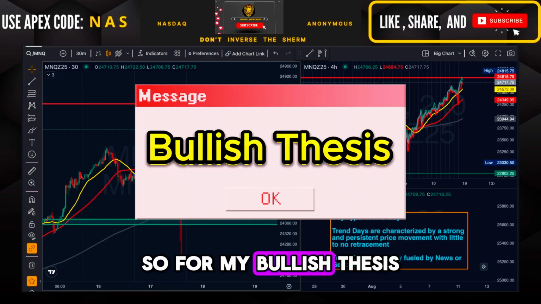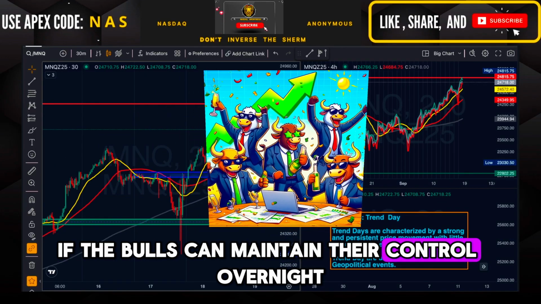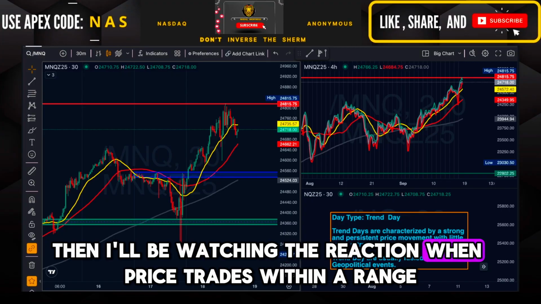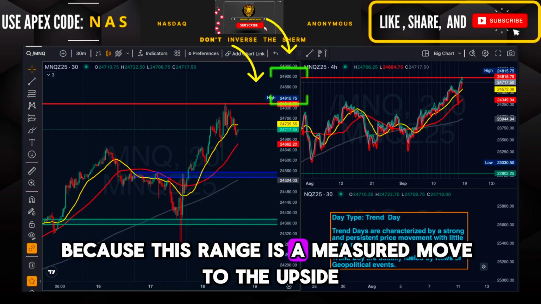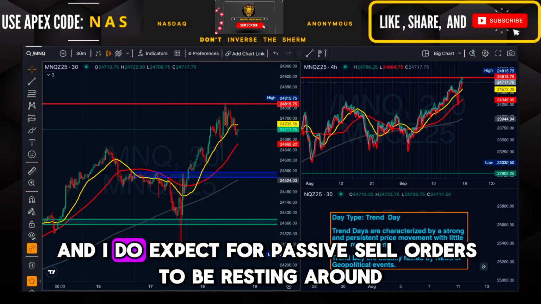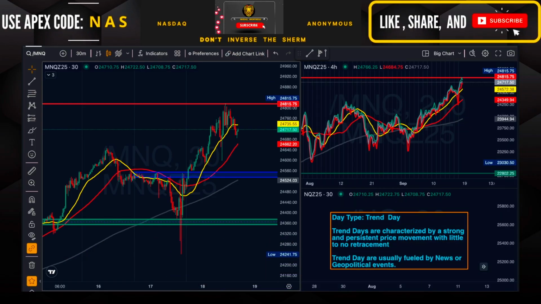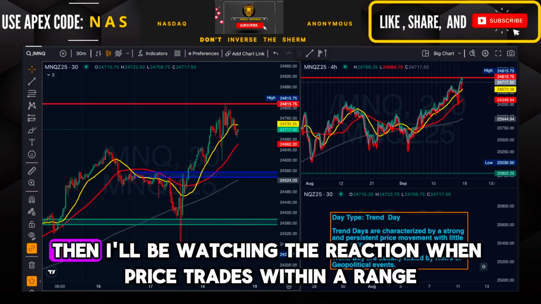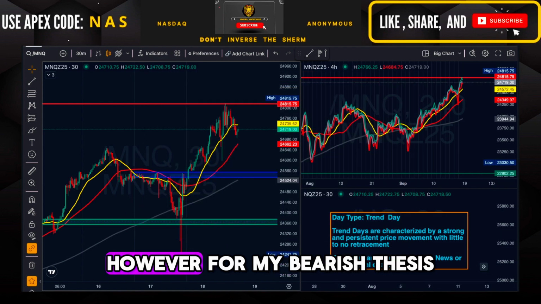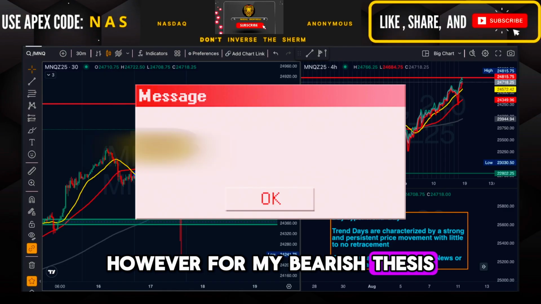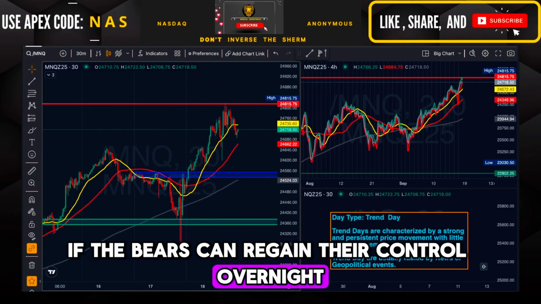For my bullish thesis, if the bulls can maintain their control overnight, then I'll be watching the reaction when price trades within a range between 855 and 875. Because this range is a measured move to the upside, and I do expect passive sell orders to be resting around this area to sell the retest. But if they fail to regain control, then I'll be watching the reaction when price trades within a range between 935 and 955.